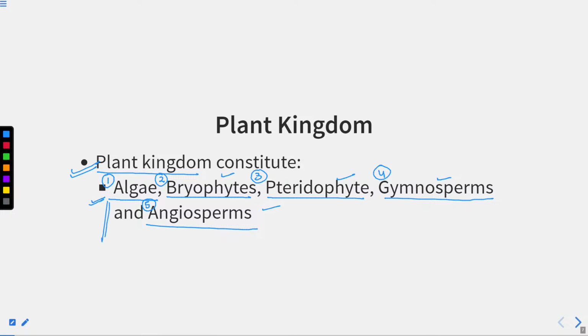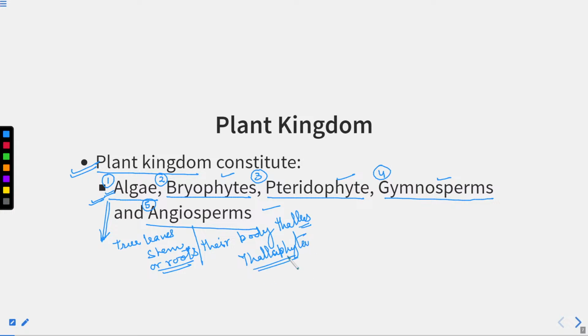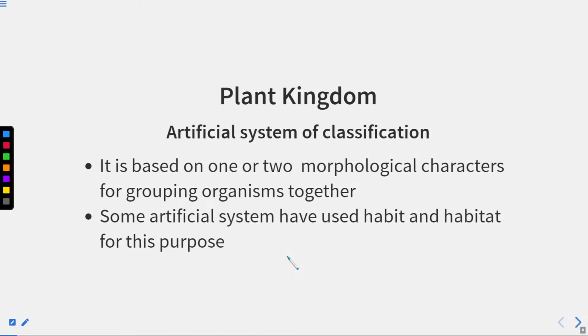In which respect is it quite different from the other 4? The algal plant cannot be differentiated into true leaves, stem or roots, right? So algae does not have a true stem, leaves and roots. Their body is like a thallus. That is why it is kept in Thallophyta, right? So let us discuss algae in this chapter.